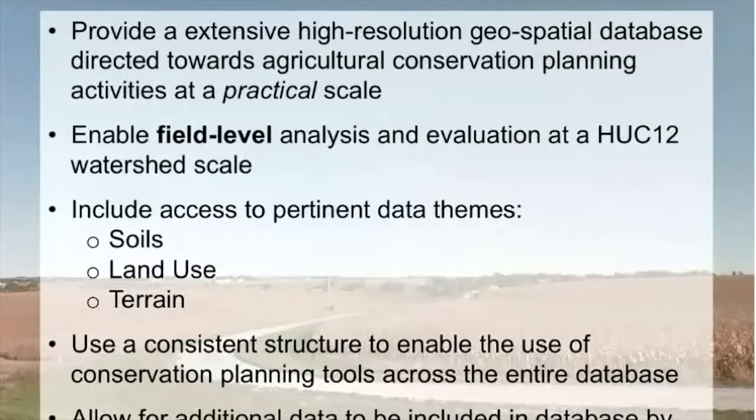Pertinent to conservation planning are three core data sets that we use for doing our conservation planning: soils, land use, and terrain. And again, the attempt here is to develop a consistent data structure, which will enable us to develop tools that will run across any of the watersheds in the database.